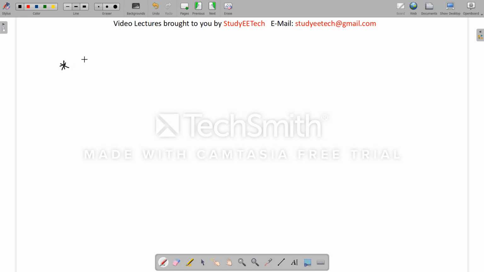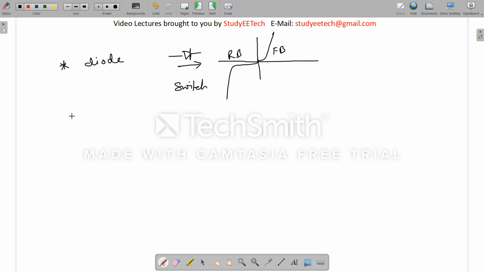One is the diode. The symbol is this one, and this is the VI characteristics of the diode. This is forward biased, this is reverse biased. In the forward biased, the diode can carry the current in one direction only, the reverse current is not possible. So the diode acts like a switch. This you need to know.